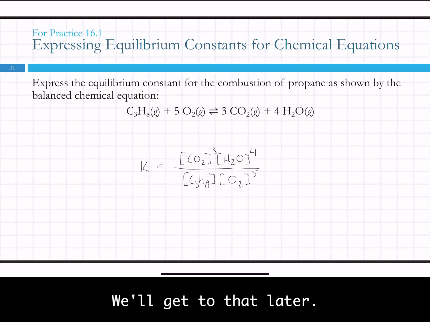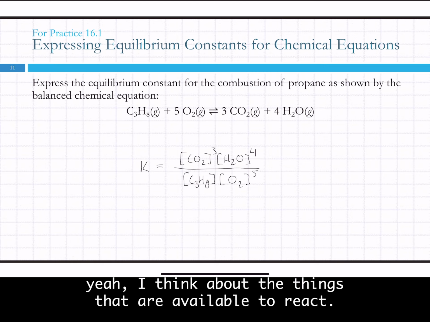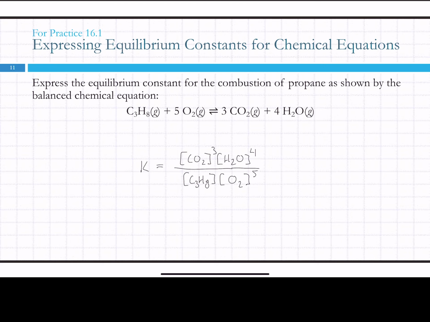We'll get to that later. Because in this case of solubility, you've got to think about the things that are available to react. So it can be slightly different.